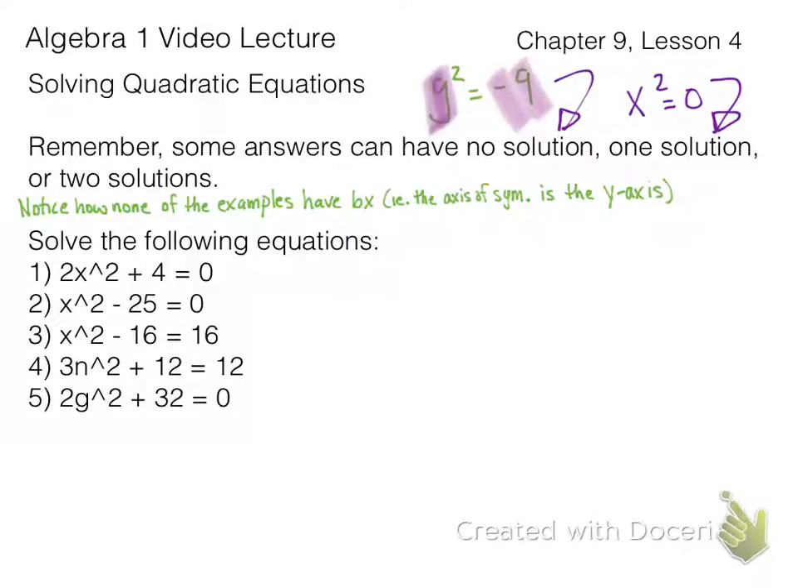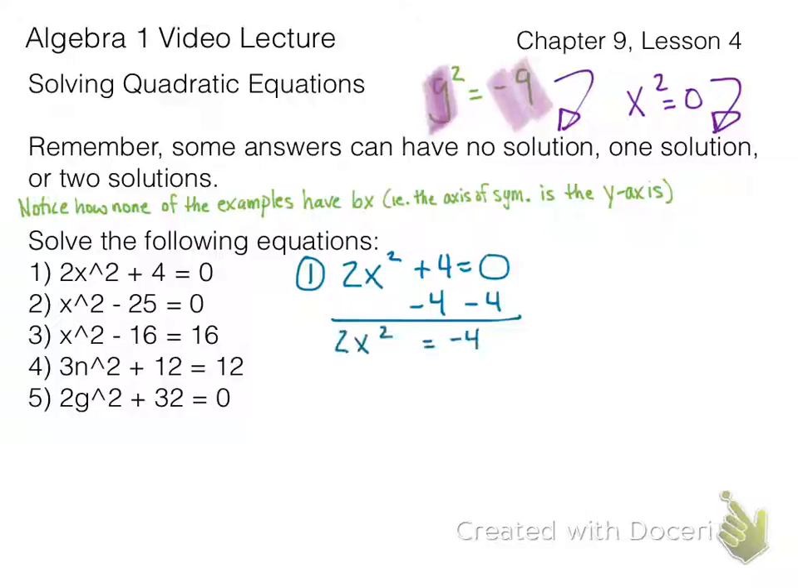So notice how none of the examples have bx. Just know that then the axis of symmetry for this particular lesson will be the y-axis. Okay? So let's go ahead and do the first example, 2x squared plus 4 equals 0. Well, if I minus 4 on both sides, because I'm trying to get x by itself, I'm trying to solve for x. That's why we're dealing with quadratic equations. We're solving for one variable here, x.